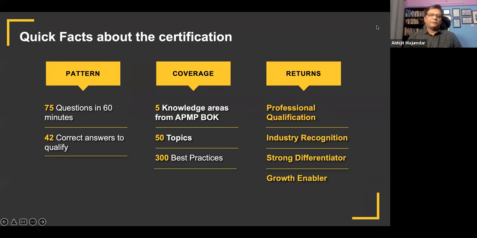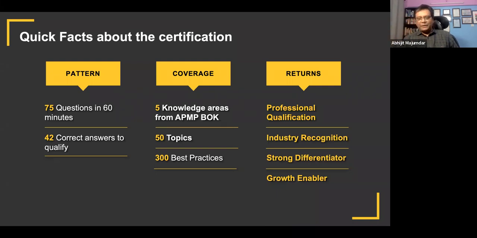The entire APMP body of knowledge, which is basically the Bible for bid and proposal management, has 7 different knowledge areas. Each knowledge area is specifically linked to a competency which APMP has designated as needed for a bid and proposal manager. So there are multiple different competencies, and each of these knowledge areas is specifically linked to one, like sales orientation.